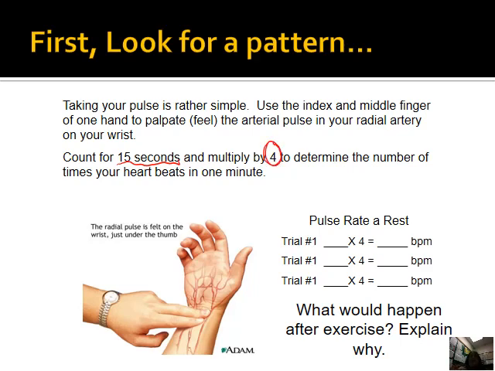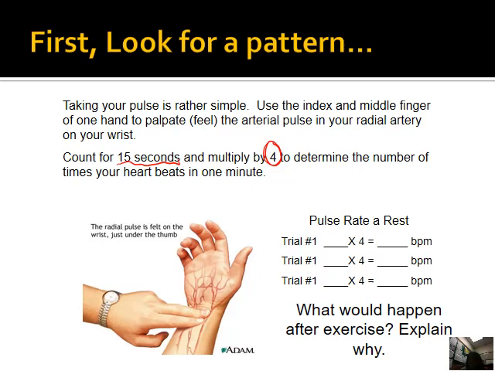The reason we're going to multiply it by 4 is because 15 goes into 60 4 times, and we all know that there are 60 seconds in a minute. If you took your pulse for 20 seconds, you would multiply your results by 3. If you took your pulse for 30 seconds, you would multiply your results by 2.